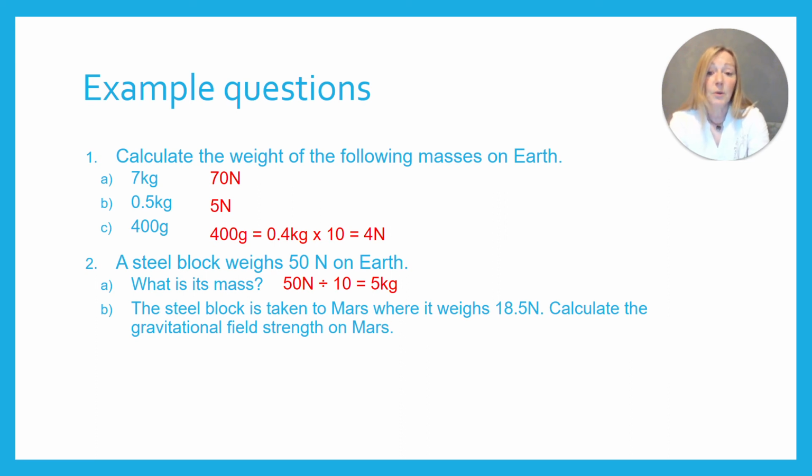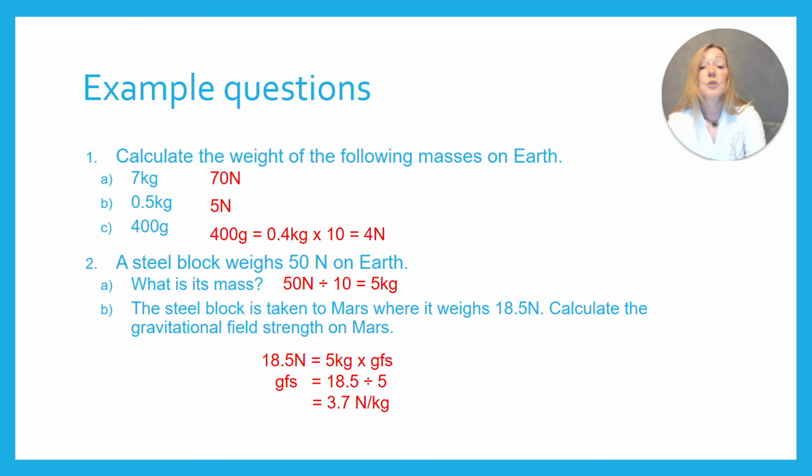The next part of the question takes the mass as 5 kilograms and then puts it onto Mars. And on Mars, its force would be 18.5 newtons. And so here we're asked to rearrange again to calculate field strength. So all we do is the force equals 5 kilograms times gravitational field strength, which means the gravitational field strength will be the force divided by the mass, which gives us 3.7 newtons per kilogram.